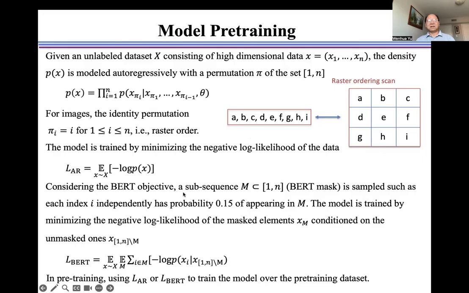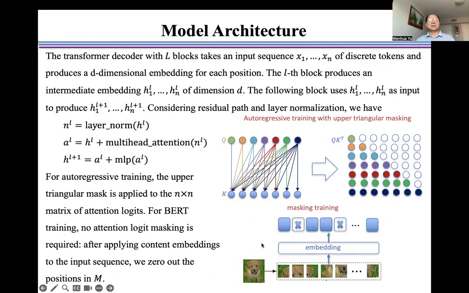Considering the BERT objective, a sequence M is sampled such that each index i independently has a probability of 0.15 of appearing in M. The model is trained by minimizing the negative log likelihood of the masked elements x_M conditioned on the unmasked ones, x_[1,n]\M, as shown here and here. In pre-training, we use L_AR or L_BERT to train the model over the pre-training dataset.